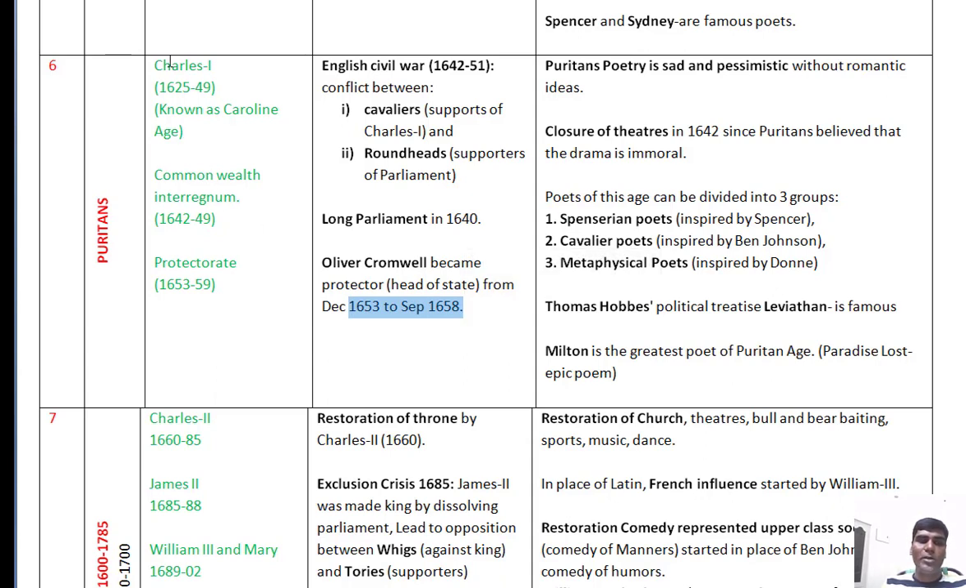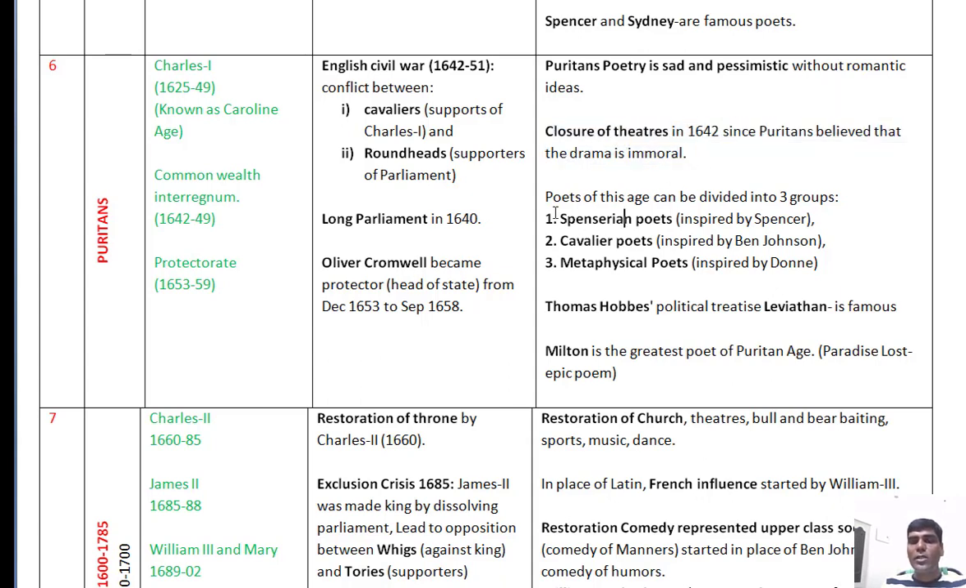So the important point to remember is that Charles I started the argument and dissolved the Parliament, and later the Puritans disobeyed the king and started ruling England. This had a major impact on the theaters, and the theaters were closed in 1642.